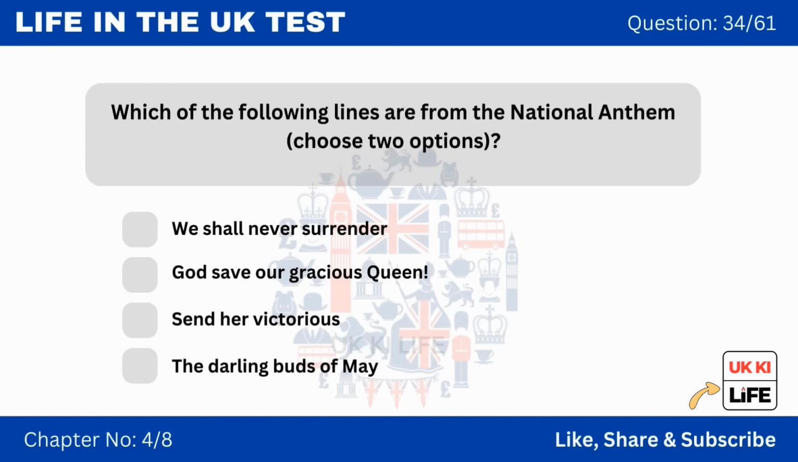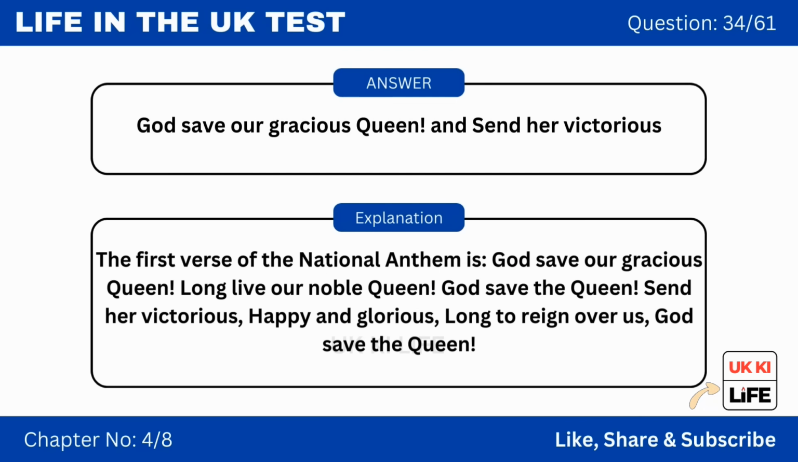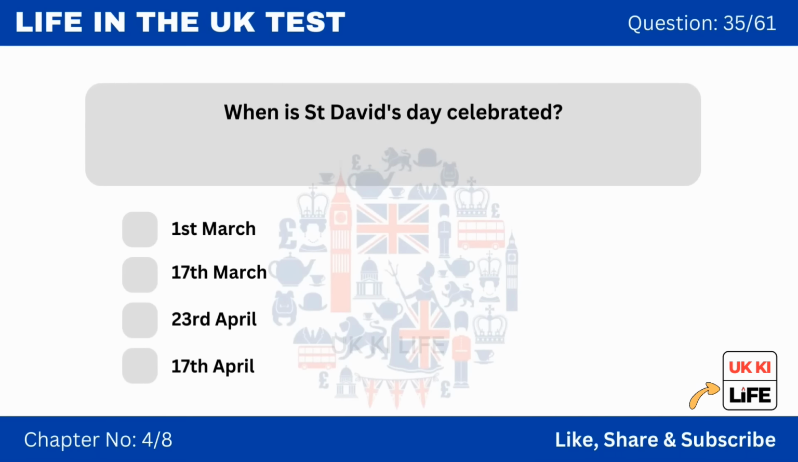The correct options are B and C. Explanation. The first verse of the national anthem is: God save our gracious Queen, long live our noble Queen, God save the Queen. Send her victorious, happy and glorious, long to reign over us. God save the Queen. Question 35. When is St. David's Day celebrated? The 1st of March. The 17th of March. The 23rd of April. The 17th of April.